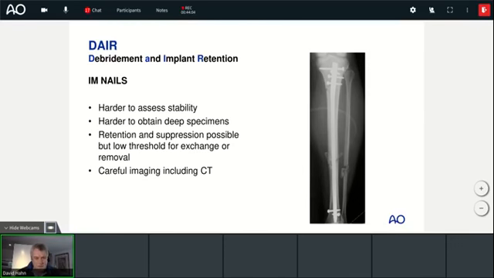So although we can suppress and retain, we've got to have a very high suspicion that there may be infection down the canal. In that case, as we'll learn later on this morning, we may consider doing an acute exchange, or even pulling the rod out completely and reinserting something else. And we may need better imaging, including CT scans.